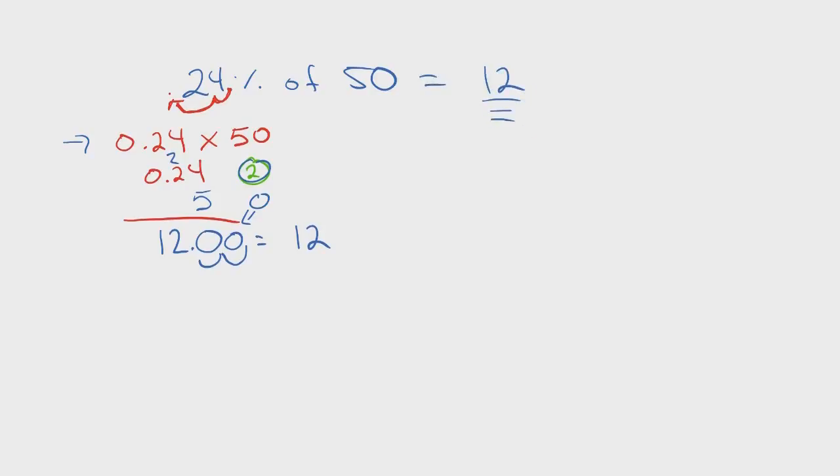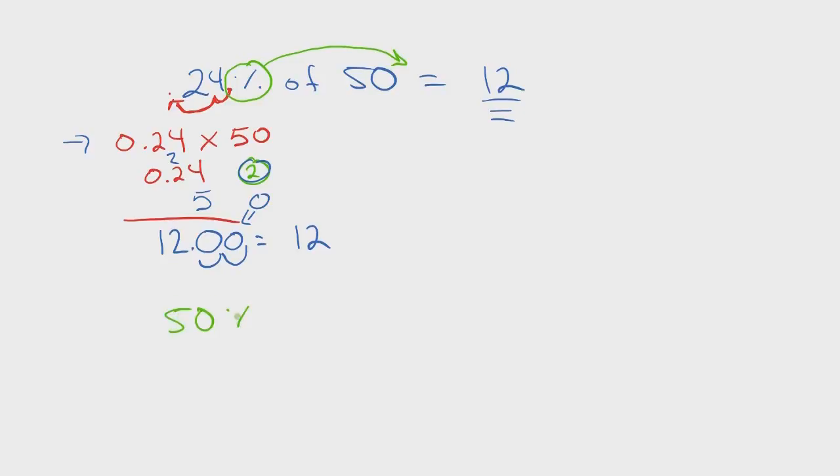I'd like to show you a quick shortcut. And don't tell anybody about this. Here is a quick shortcut. You see this percent right here? Since of is multiplication, I can assign this percent to this number over here. And I can rewrite the problem like this.